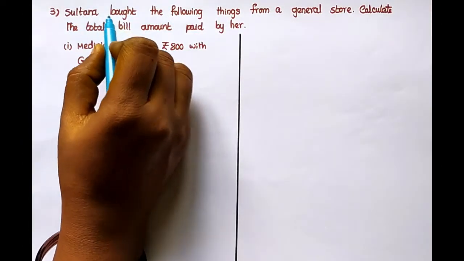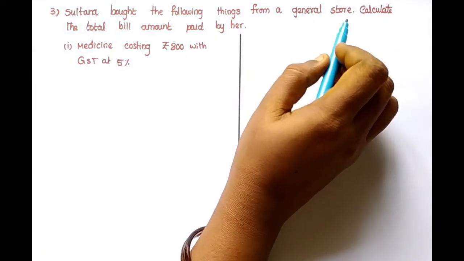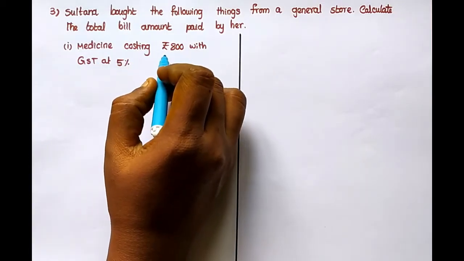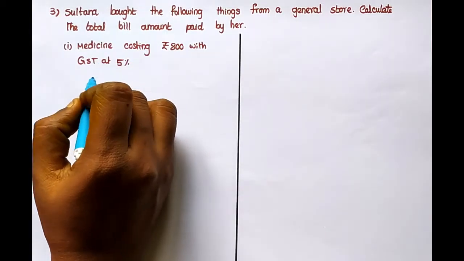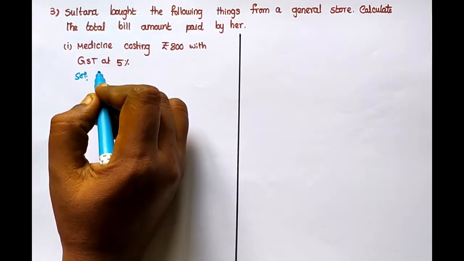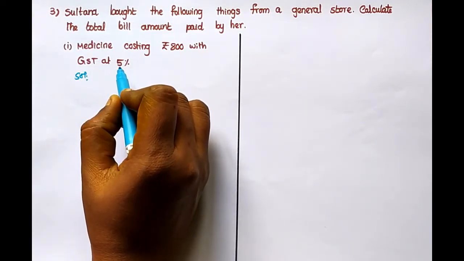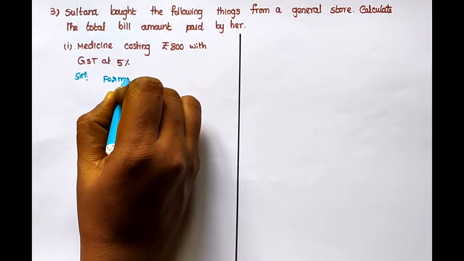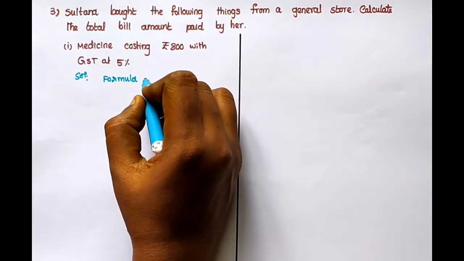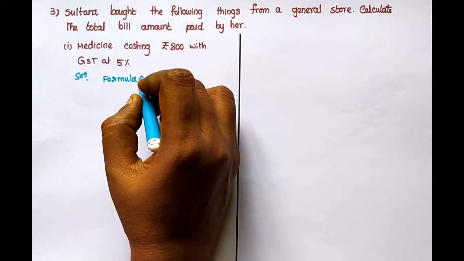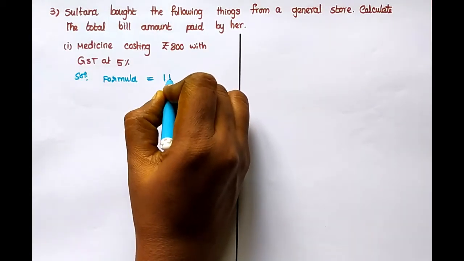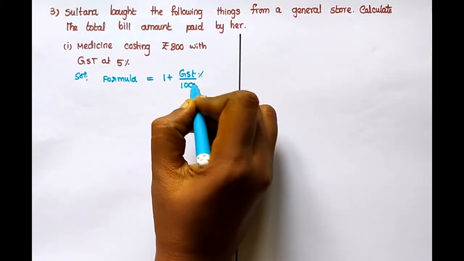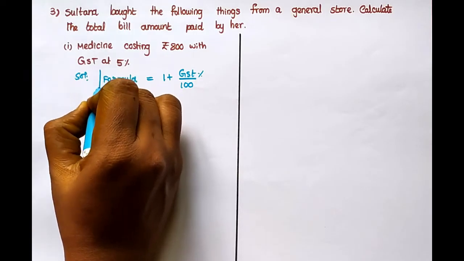Third sum, Sultana bought the following things from a general store. Calculate the total bill amount paid by her. First one, medicine costing rupees 800 with GST 5%. Listen, GST 5% means, this is the general formula to find out the total bill amount with GST. Listen, 1 plus GST percentage by 100.